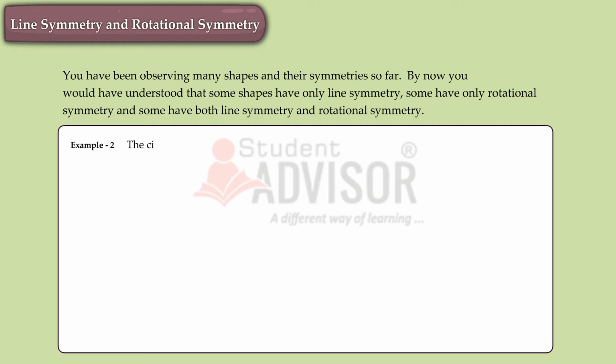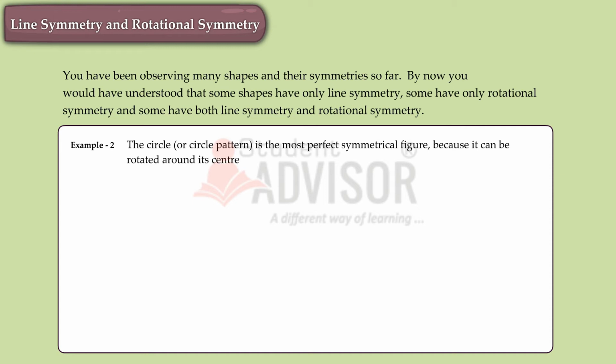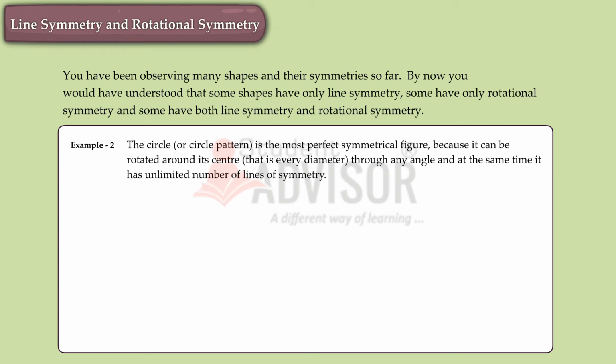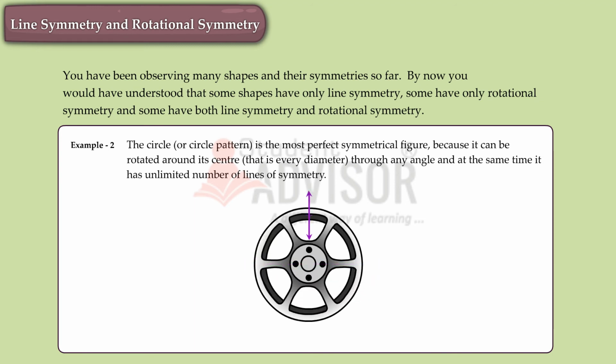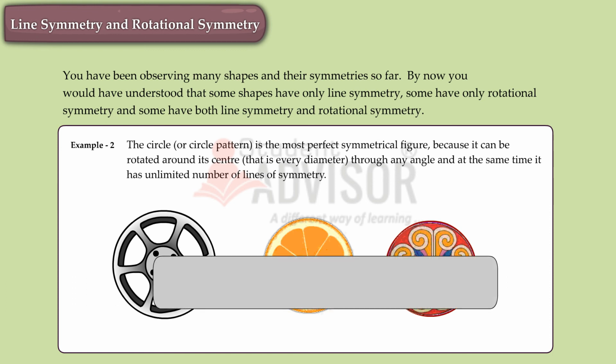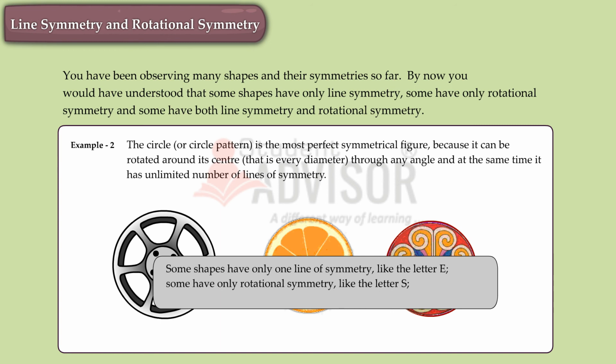Example 2. The circle or circle pattern is the most perfect symmetrical figure because it can be rotated around its center, that is, every diameter, through any angle, and at the same time it has an unlimited number of lines of symmetry. And so on. Note, some shapes have only one line of symmetry, like the letter E. Some have only rotational symmetry, like the letter S. And some have both symmetries, like the letter H.